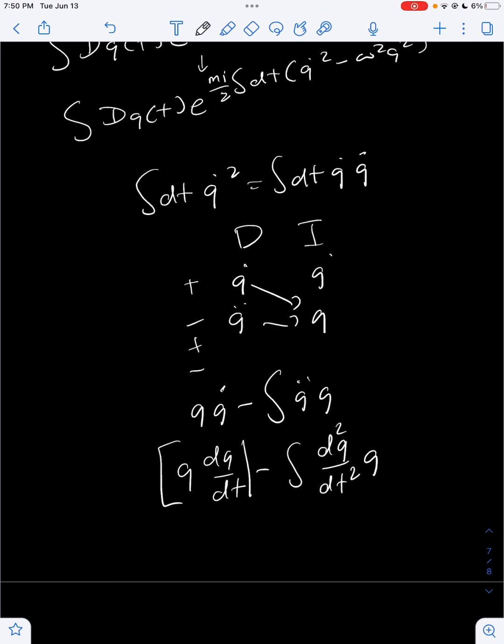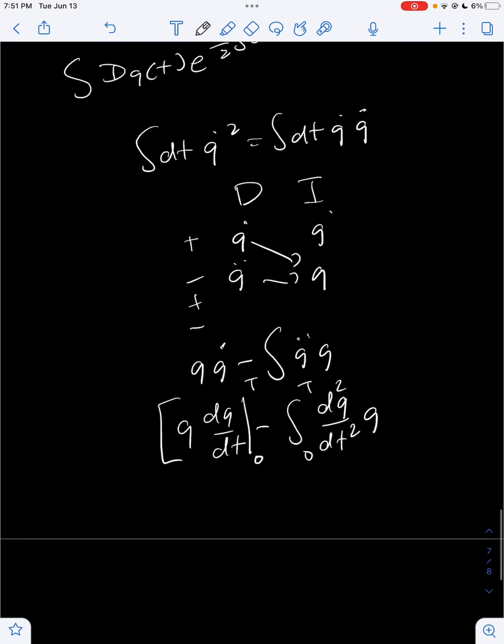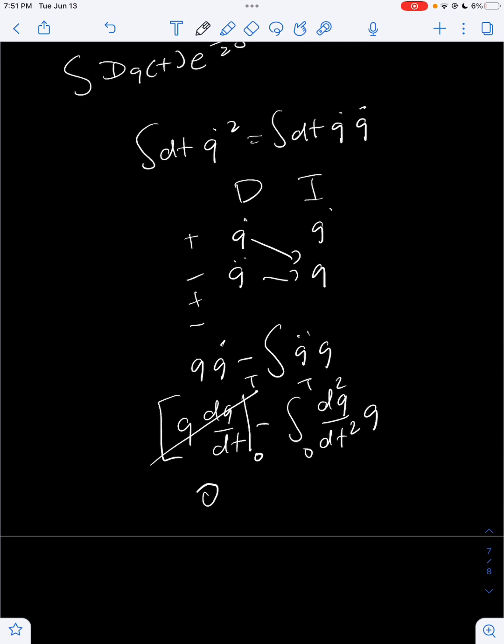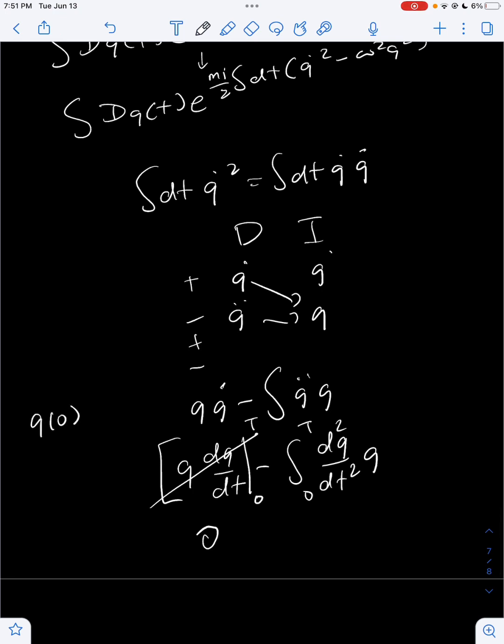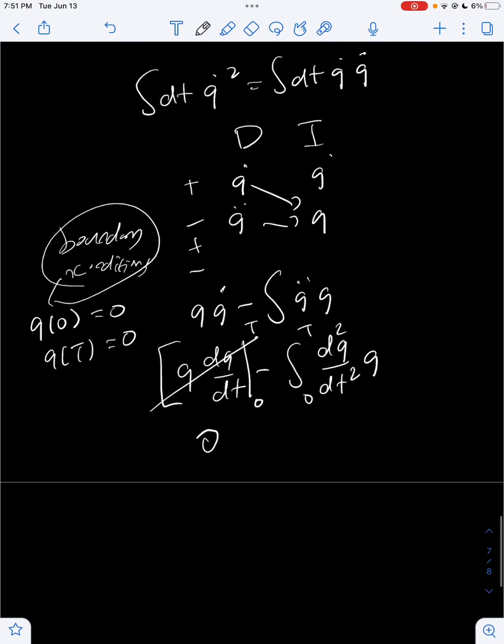Now let's say that we're integrating from t equals 0 all the way to some time T, okay? And we're going to assume that this boundary part goes to 0 in those bounds. So what we're saying is that q of 0 is going to be 0 and q of T is going to be 0. And these are boundary conditions on the positions of the particle, okay? And because we have these boundary conditions, we can expect there to be some quantization behavior that's going to happen.